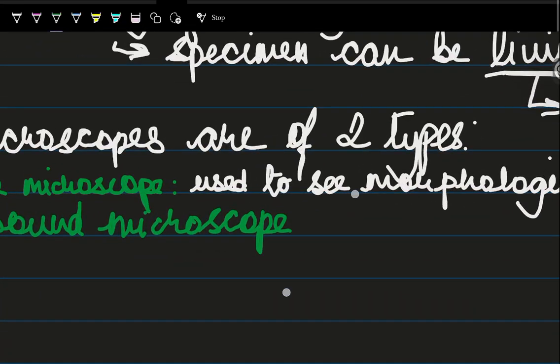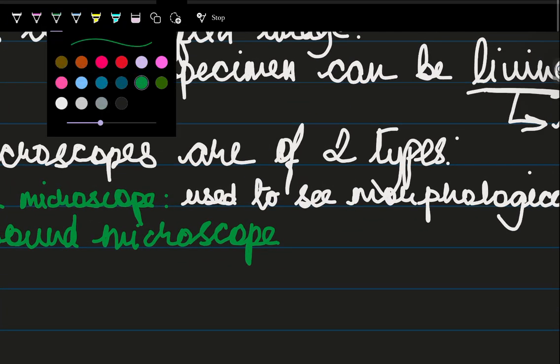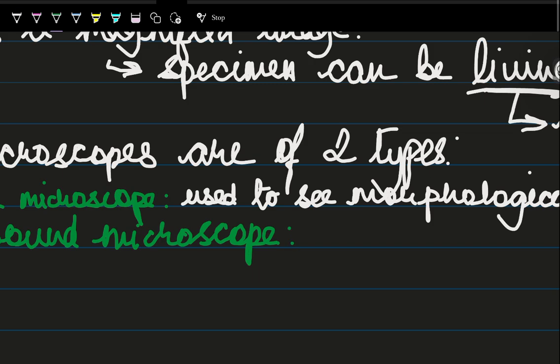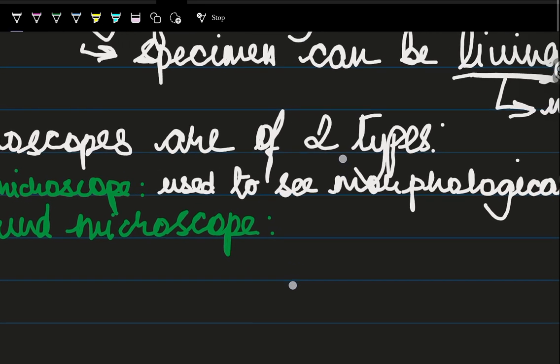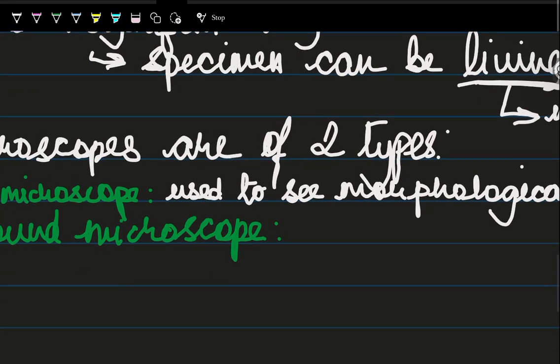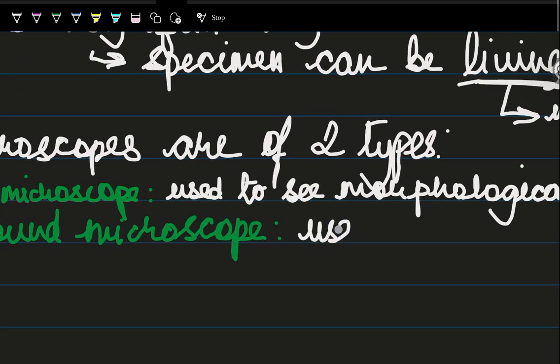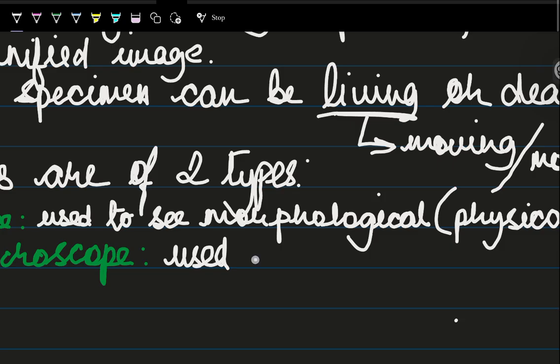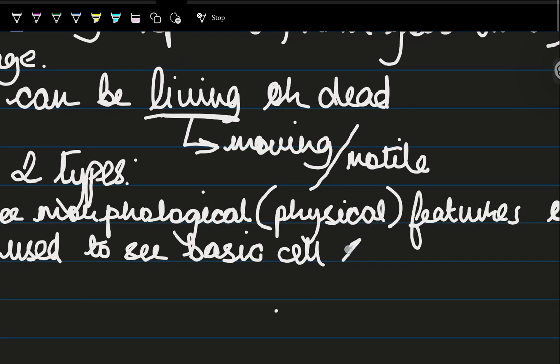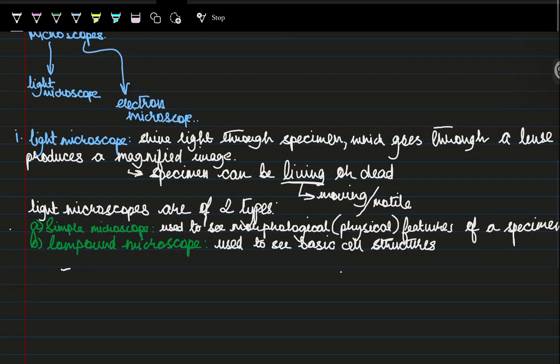Okay, yeah. So the compound microscope is basically used to see the basic cell structures, not too detailed, just the basic structures. Yes. So that's it for the types of the light microscopes.